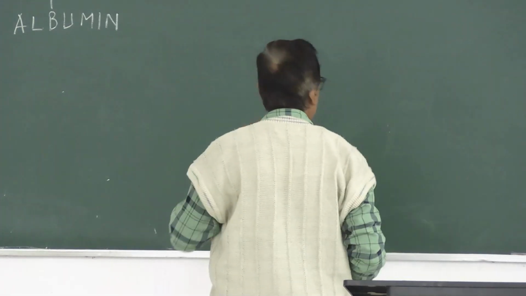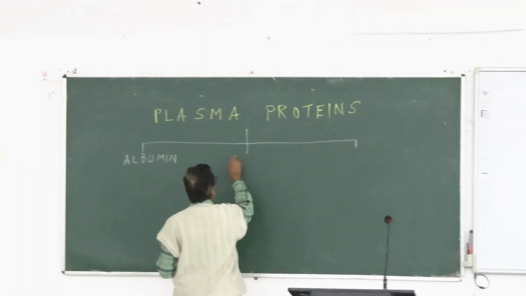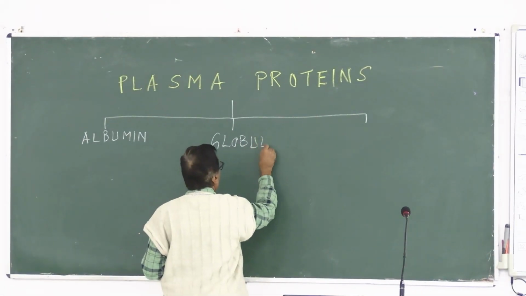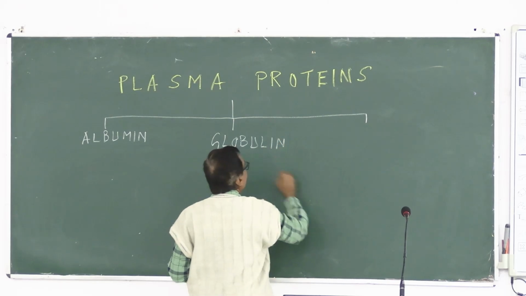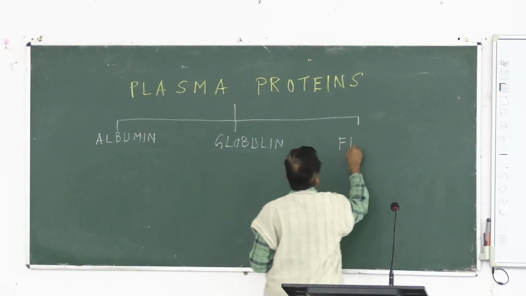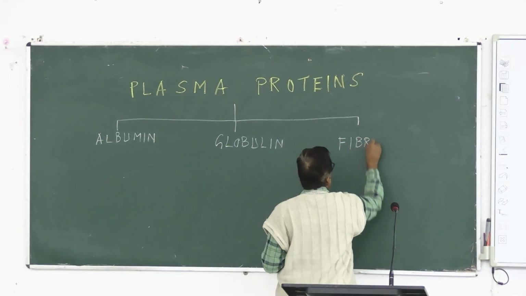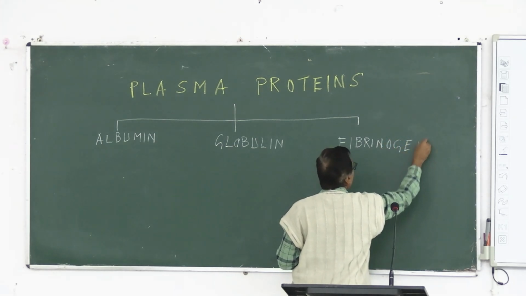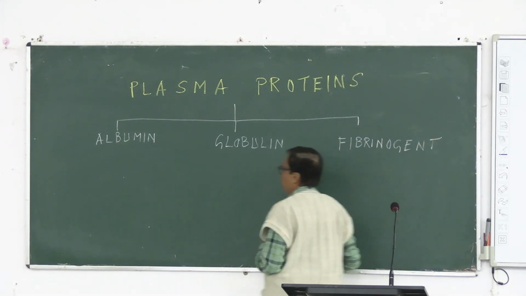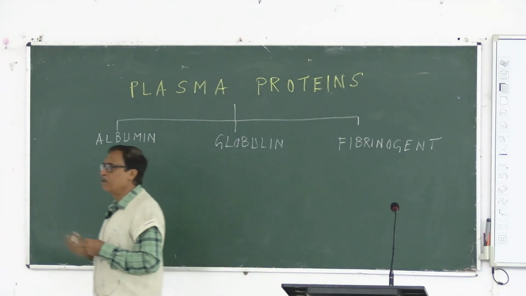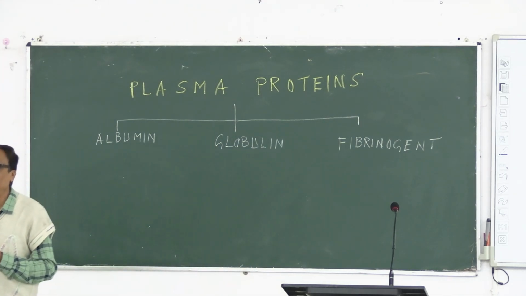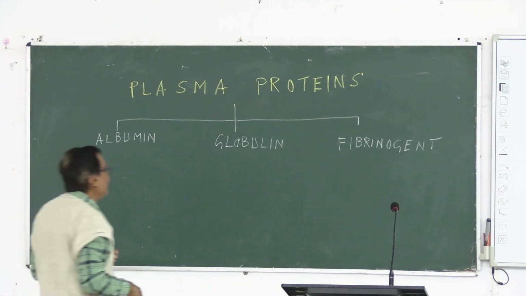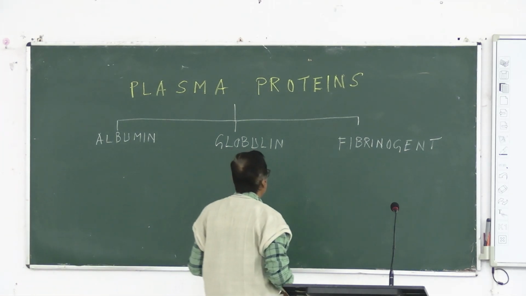And next is globulin. And next is fibrinogen. These are the three major proteins present in significant amounts. Except these three proteins, there are many other proteins, but these are the prominent proteins.